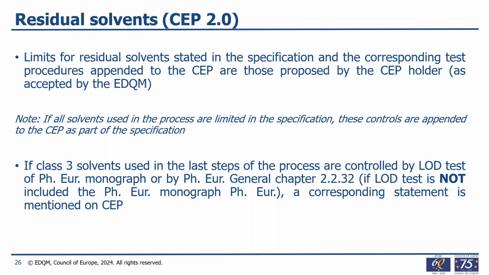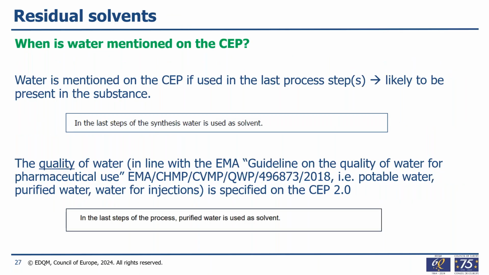If class 3 solvents are used in the last steps of the process and controlled by the test for loss on drying of the monograph or by the general chapter on loss on drying, a corresponding statement is still mentioned on the CEP. In some cases, water is mentioned on the CEP. So water is mentioned on the CEP if it is used in the last steps of the manufacturing process, and it is likely to be present in the final substance.